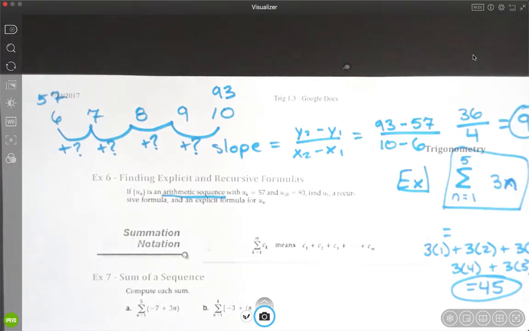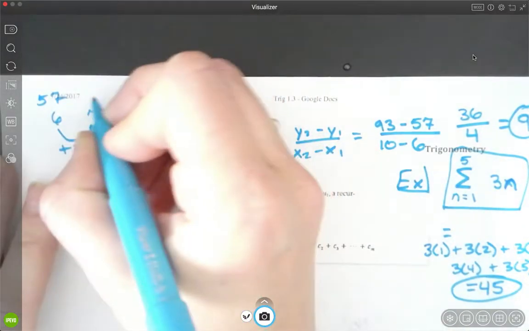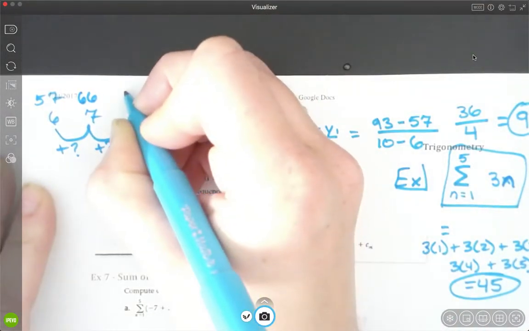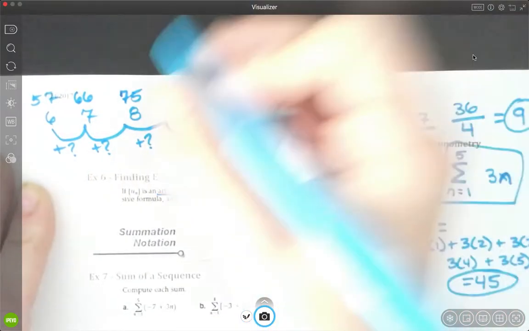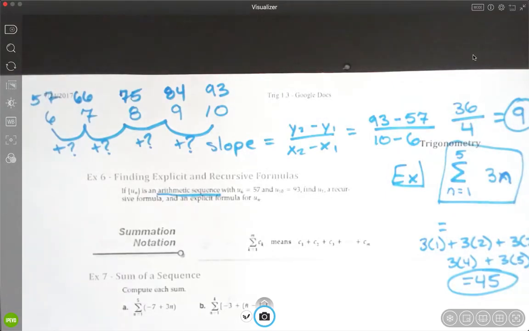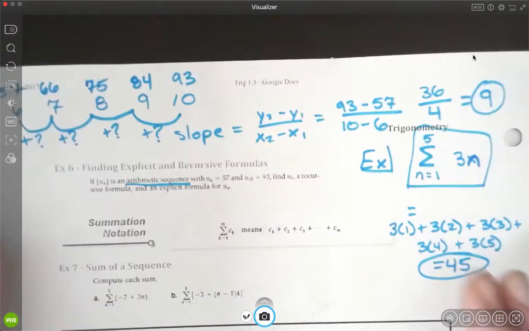So if I add 9 to 57, we can check this. 9 to 57 is 66. Add 9, 75. Add 9, 84. Add 9, 93. We're good, right? You don't have to do that every time, but we're just checking to make sure. Okay? So the pattern is add 9 each time, yeah? Add 9 each time. Okay?